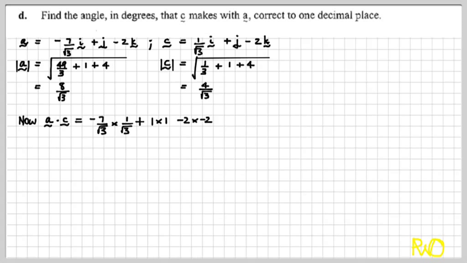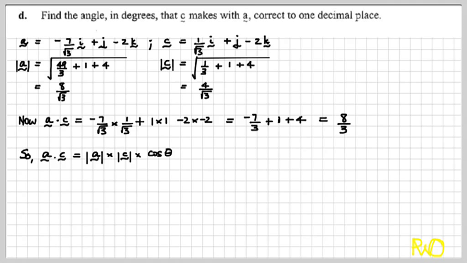Now, this expression here, we're going to make equal to the magnitude of A times the magnitude of C times cos of the angle between them, and hence we can solve it for the angle. So here it comes. Okay, forgot that bit. That's A dot C. It comes up to 8 over 3. So here we come with the equating.